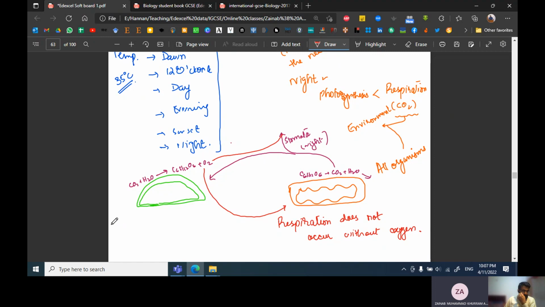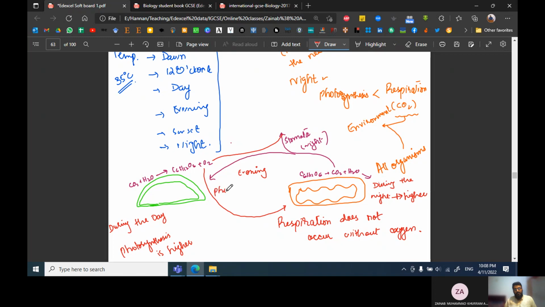Anaerobic respiration, or fermentation. During the day, photosynthesis is much higher. During the night, the respiration is higher. But what would happen when it is evening?